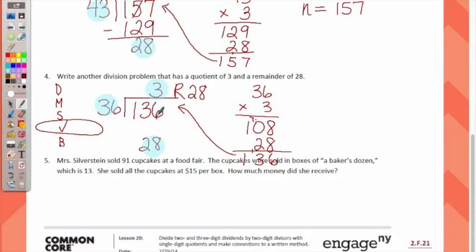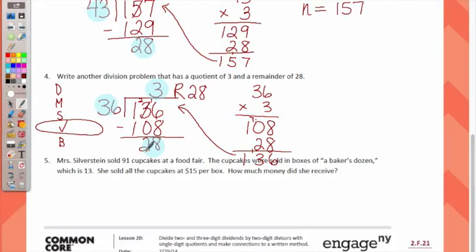Do the problem, right? So what is 3 times 36? 108. Go ahead and subtract. 6 minus 8? You can't subtract. 16 minus 8? 8. 2 minus 0? 2. Yeah. Did it work?